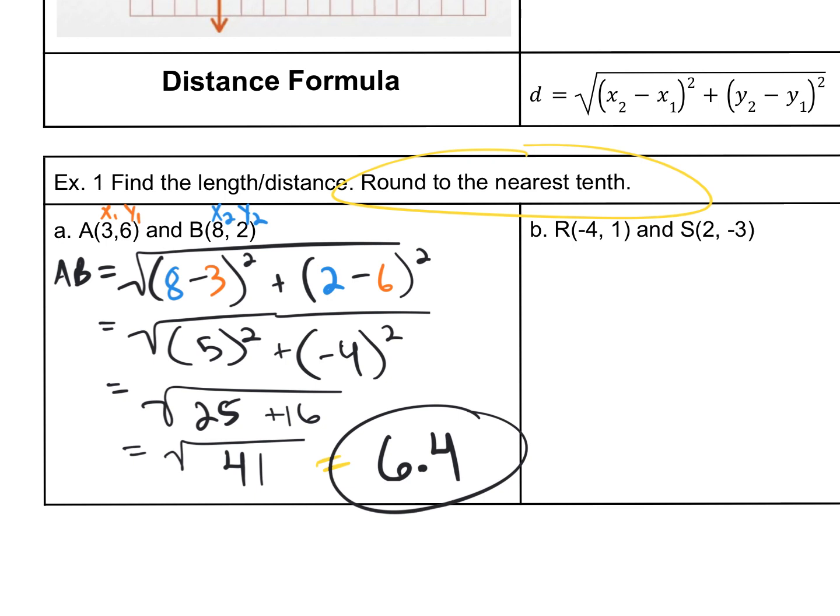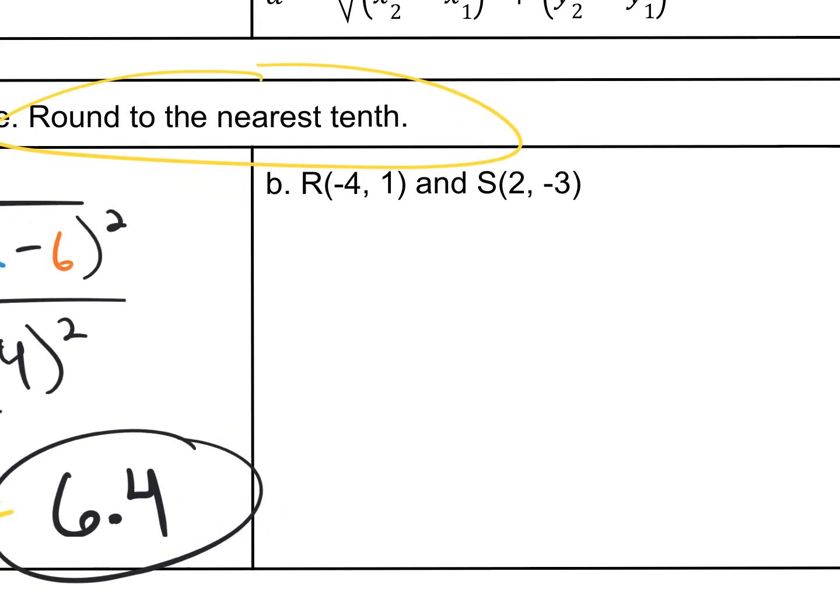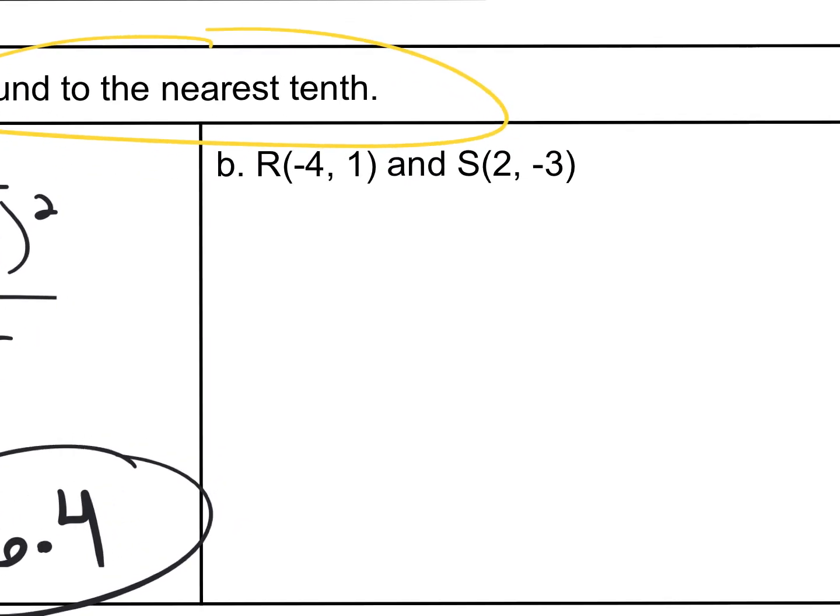So we're going to do it again over here, looking at this second example. Looking at R and S, same thing can occur. You can label the first point as x1, y1. So just make sure each point has an x and a y value.